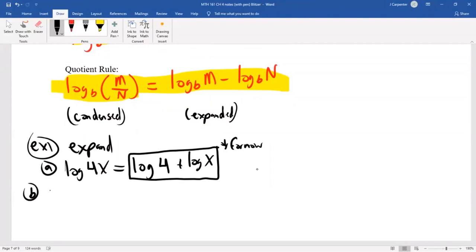B, let's do the log of 100 y. So base, once again, is implied to be a 10. You're going to see me do lots of logs and ln's because bases of 10 and e are the most common in the world. Okay, so that's 100 times y, so we can separate this as a sum of two logs. Log of 100 plus the log of y.